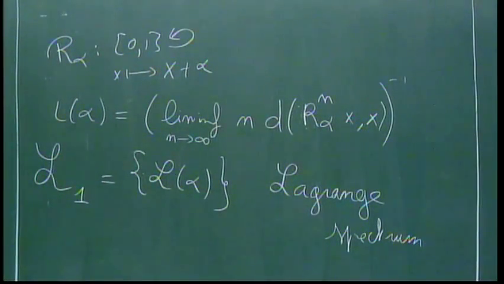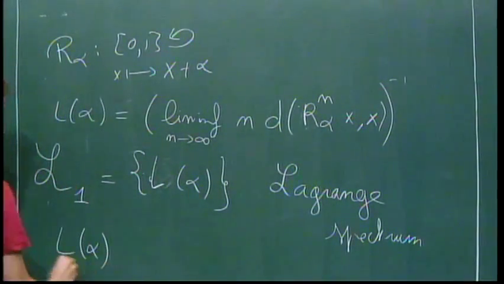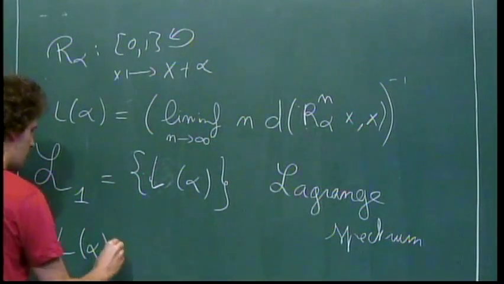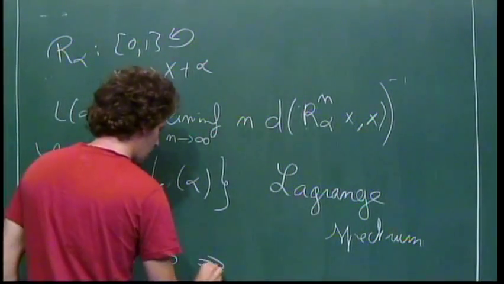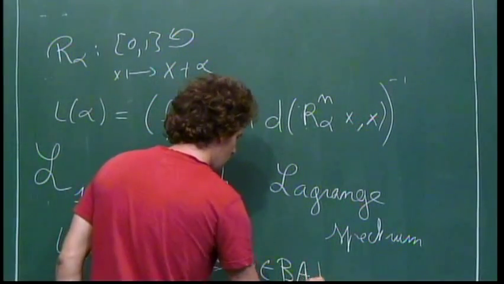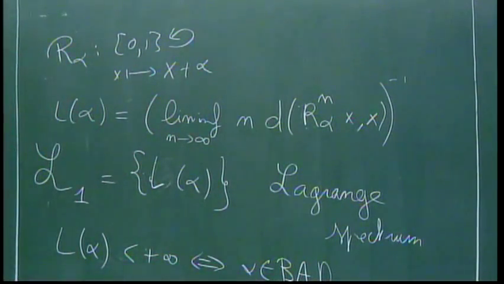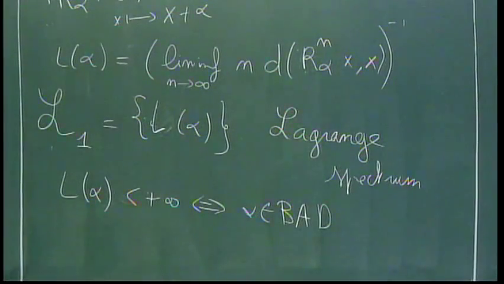And one important thing: for almost every alpha, this Lagrange constant is actually just infinite. The limit is 0, and so when you take the inverse, it is infinite. When it is finite, it is equivalent to alpha being bad, as in the talk of Yann Bugeaud. And bad means bounded partial quotients for the continued fraction expansion. So this is a small set of alphas, but it gives a very interesting set.